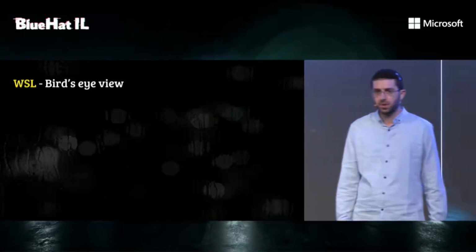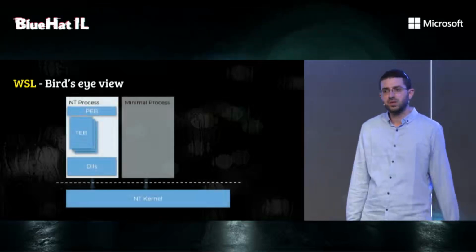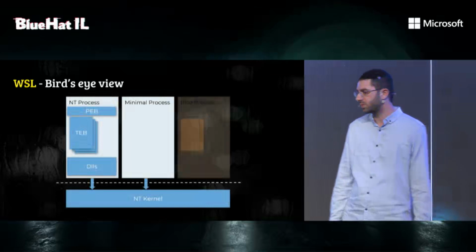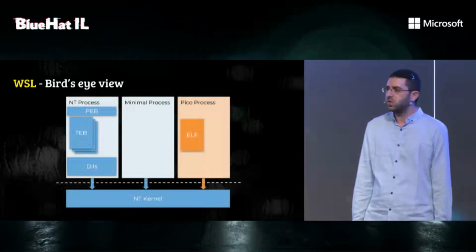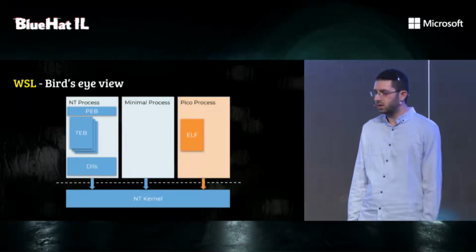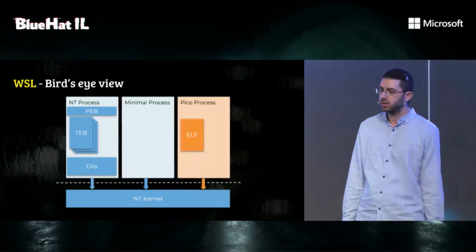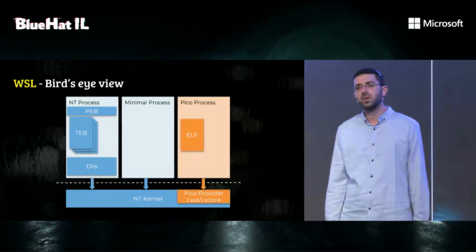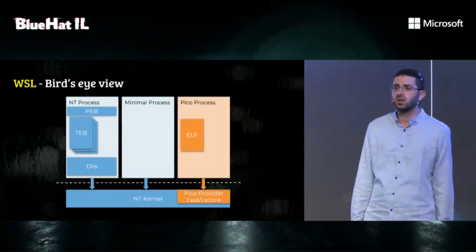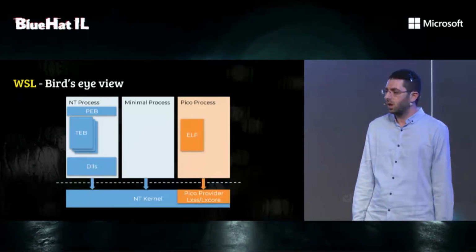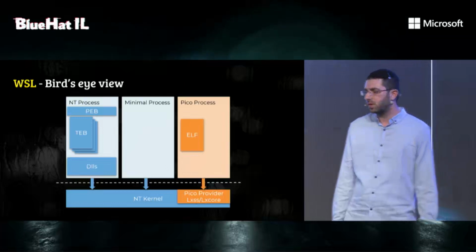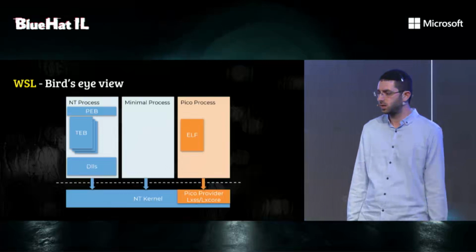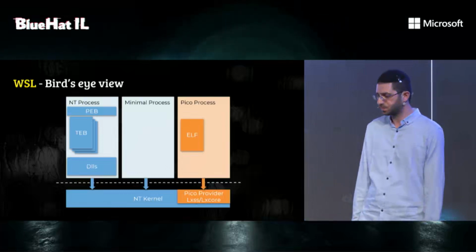Let's see how it works. Starting from Windows 10, there is a new type of lightweight process called a Pico process. When the Pico process issues a syscall, it will pass through the NT kernel to a dedicated driver called the Pico provider. In the case of WSL, the Pico processes are Linux binaries, and the Pico providers, LXSS and LXCore, will translate the Linux syscalls to Windows system calls.